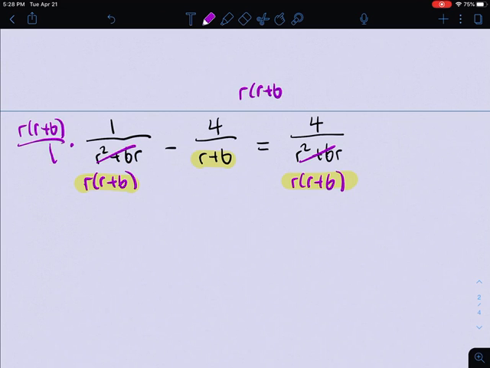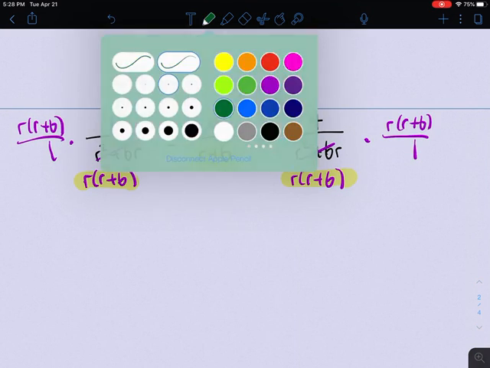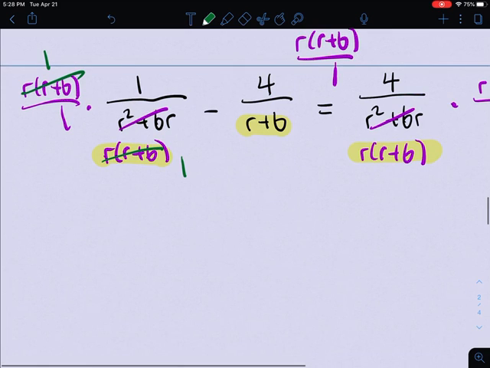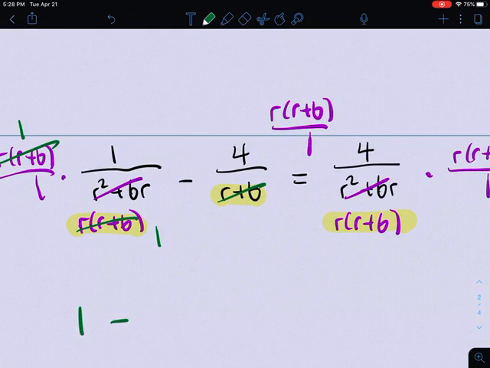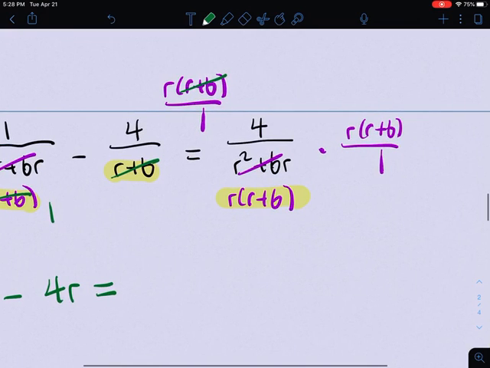And again, make sure you do it to every single term. And let's go ahead and do some canceling. So over here, these will cancel out nicely because that's the same thing. So I'm just left with 1. And then here, the r plus 6 will cancel out. So then I'm left with 4 times r. So that's 4r is equal to. And then what's going to happen over here, I think same thing. These will cancel out, and then I'm just left with 4.